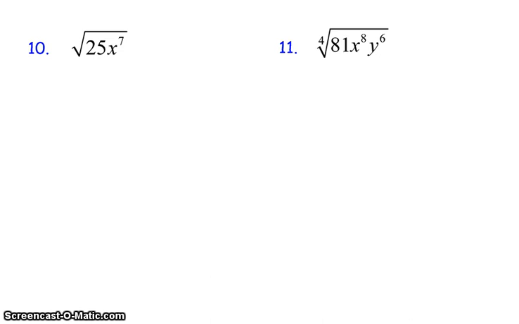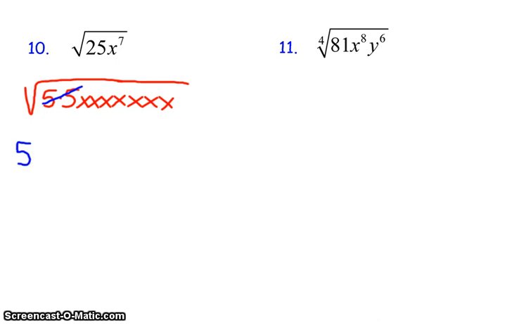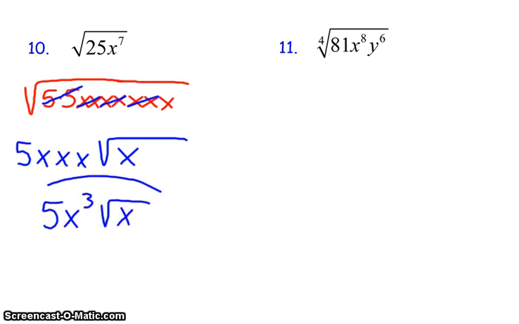I'm going to keep doing this with number 10, simplifying it. So we have a square root and 5 times 5, and we have 7 x's. So we're going to go ahead and bring out pairs. So I cross out the 5. There are 2 of them. Bring it out. I have 1 x. I have another x. I have another set of x's. And then I have 1 left inside. So simplified, it would be 5x to the 3rd times the square root of x. That would be our simplest answer.